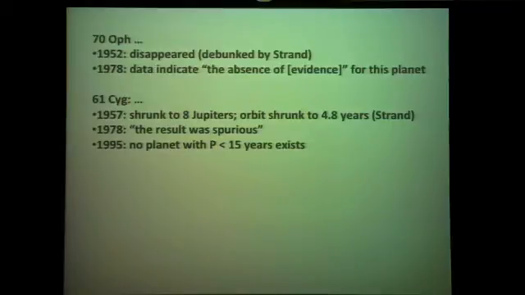What about the 61 Cygni planet? Well, in 1967, Strand himself revised his data. He announced that his planet wasn't quite as big as he thought. It was only 8 times the mass of Jupiter, and the period was 4.8 years, not 4.9 years. That's the last we heard about that planet until 1978, when some other folks announced that the result was spurious. No one else has been able to find this planet. In 1995, there was a definitive announcement that there is no planet in this system with an orbit of less than 15 years. And modern data confirm there's no planet there.